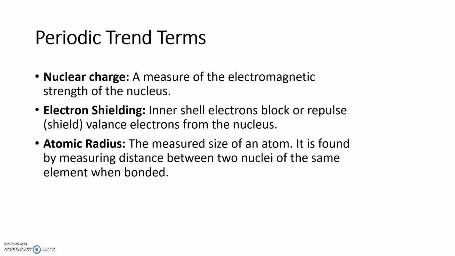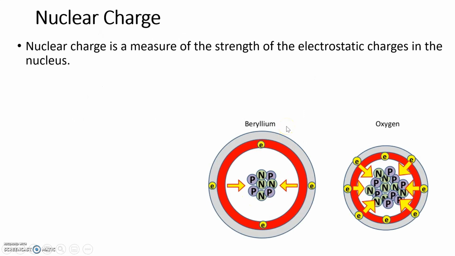So think of an atom as a circle or a sphere, and we want to measure how large it is, just like a circle or a sphere. We can do that by measuring the radius. So from the nucleus, the center of the circle, to its outermost electrons, that is the atomic radius.